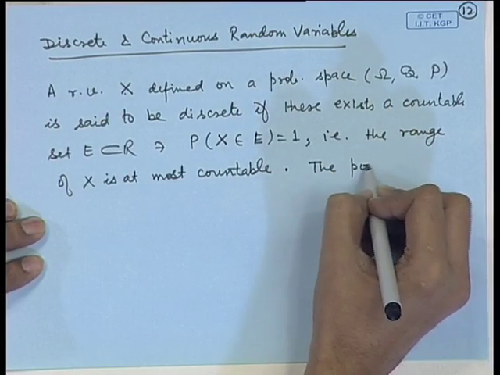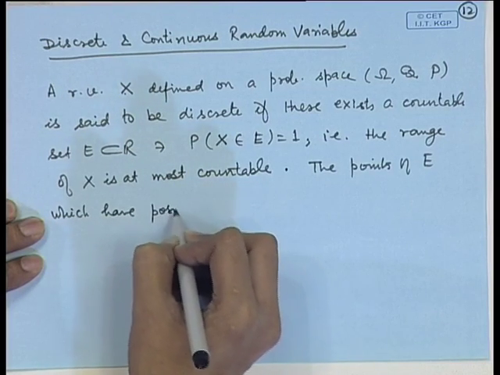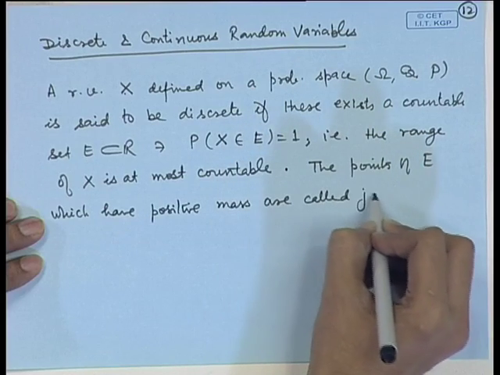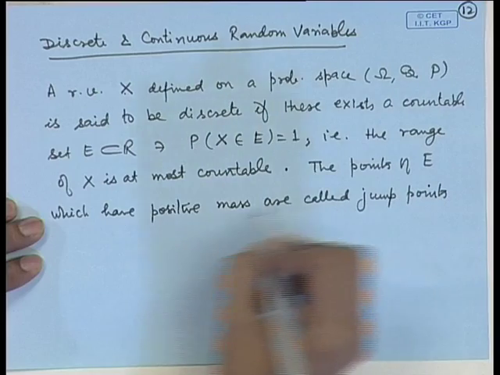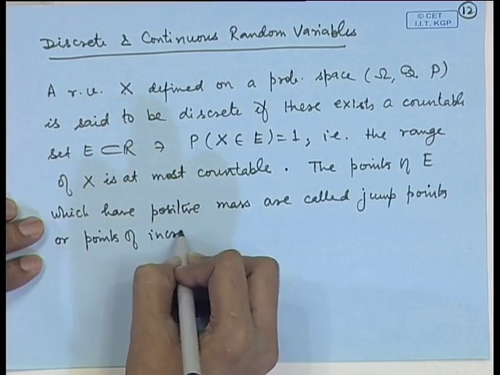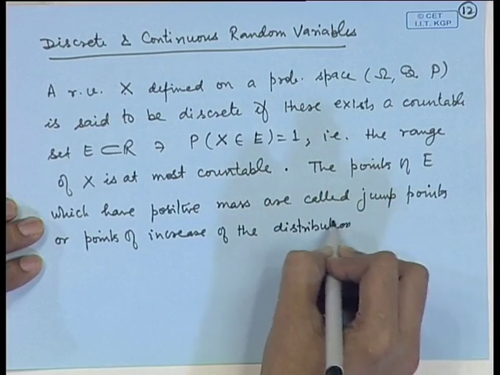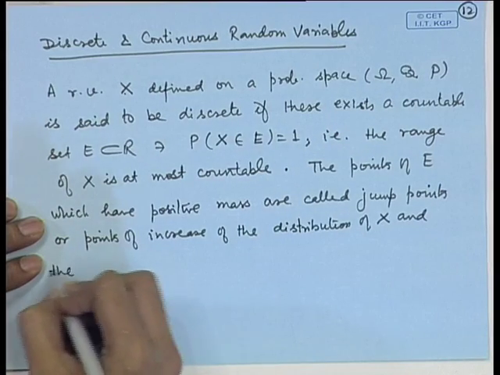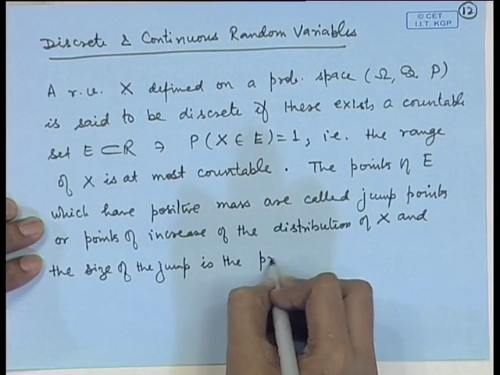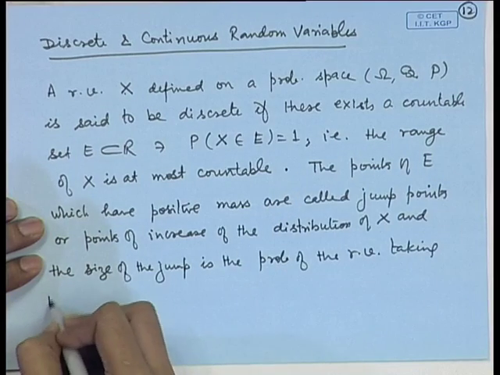The points of E which have positive mass are called jump points. These are points of increase of the distribution of X, and the size of the jump is the probability of the random variable taking that point.